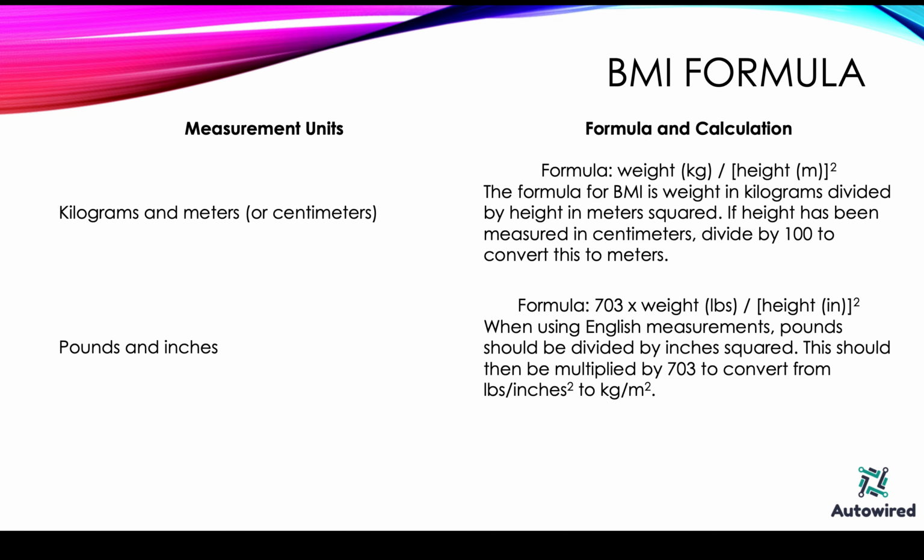In order to implement the BMI calculator, we need to know the formula to calculate the BMI. If you have weight in kilograms and height in meters, the formula is weight divided by height in meters squared. So we are going to do that. And there is another formula. If you have weight in pounds and height in inches, you can use weight in pounds divided by height in inches squared. That's all we need for this.